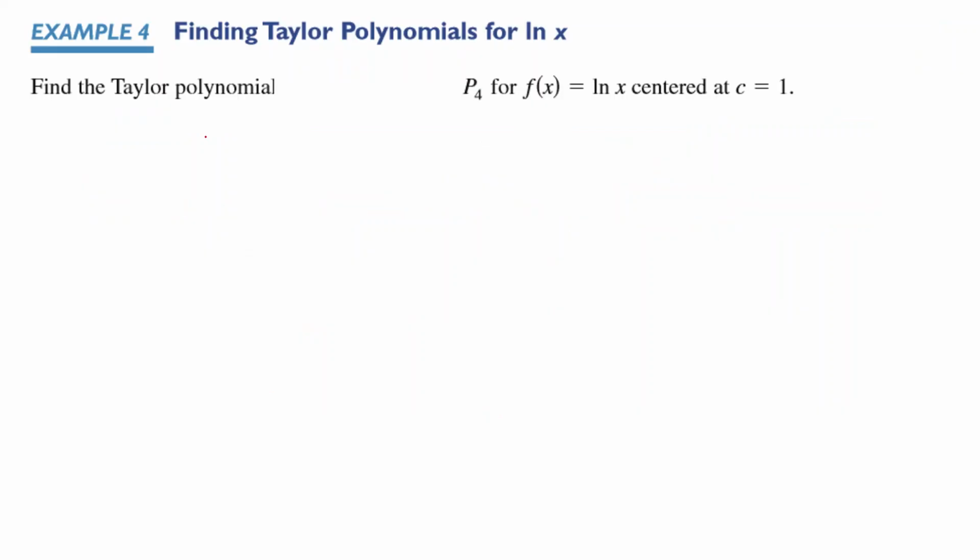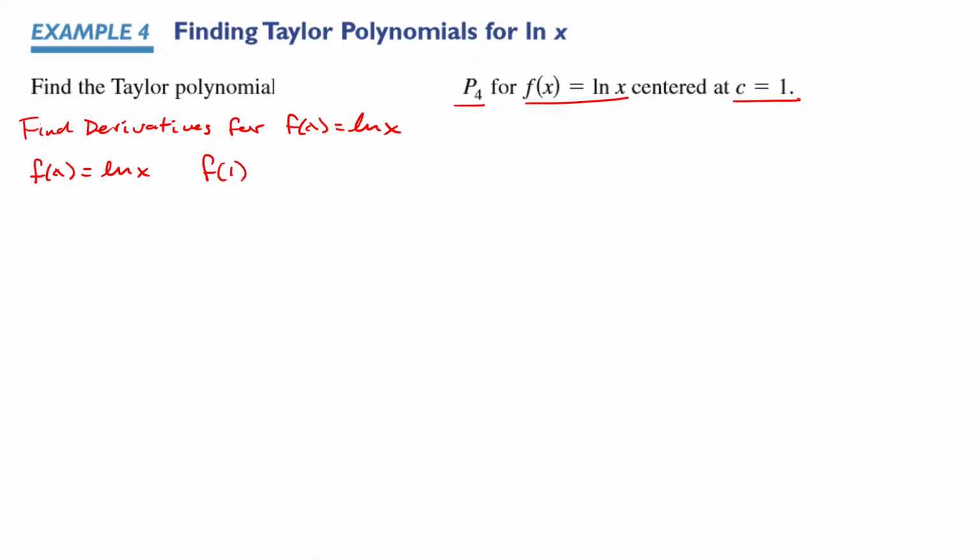All right, so find the Taylor polynomial P sub 4 for f of x equals ln of x centered at 1. So the first thing we need to do is find derivatives for f of x equals ln of x, because we need all those coefficients. All right, so our regular f of x is just ln of x. So if we plug in 1, f of 1 would be ln of 1, which is 0. That's not really giving us any help there.